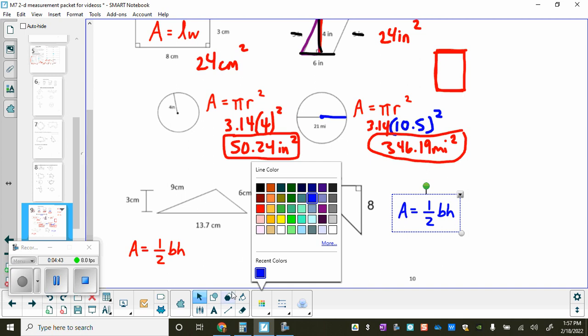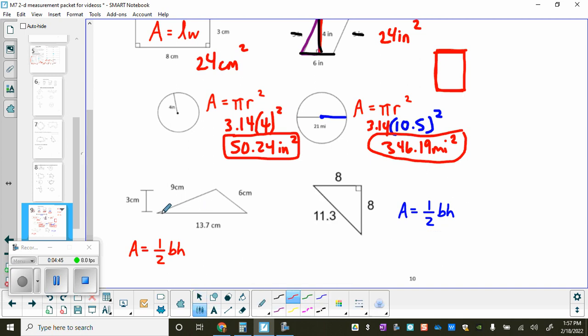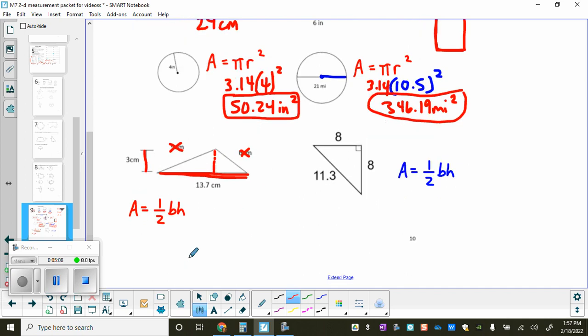All right, now for this triangle over here. The base of the triangle is this. And then its height is labeled actually over here as the 3. So we have the base and the height. We don't need the 9 or this 6, that would be for distance around it. So we can basically ignore those dimensions right now. We don't need them. The base is the 13.7 and the triangle is 3 centimeters tall.